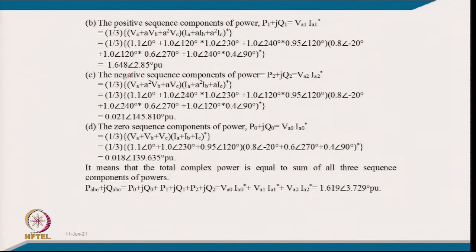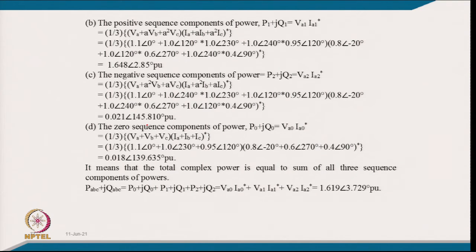Similarly, we can find the negative sequence power P2 plus jQ2 as the multiplication of the negative sequence voltage VA2 and the conjugate of the negative sequence current. We put the values of both and calculate. So, the negative sequence power comes to 0.021 per unit at the angle of 145.81 degree.